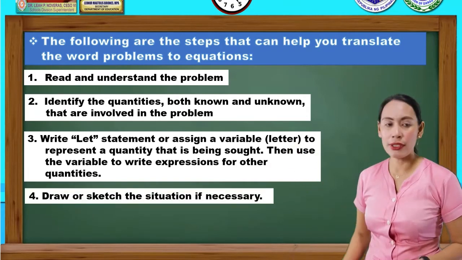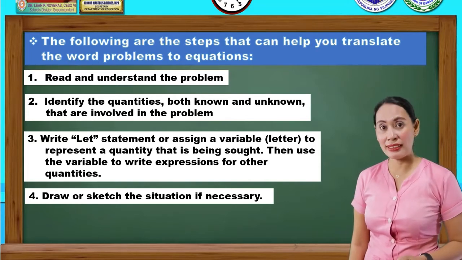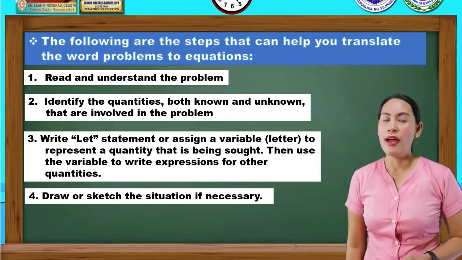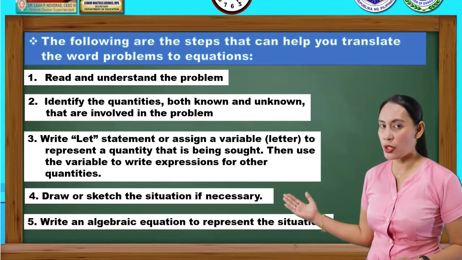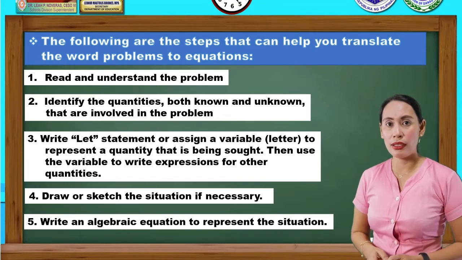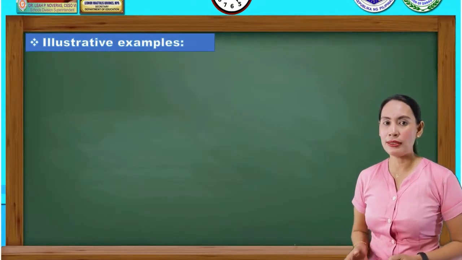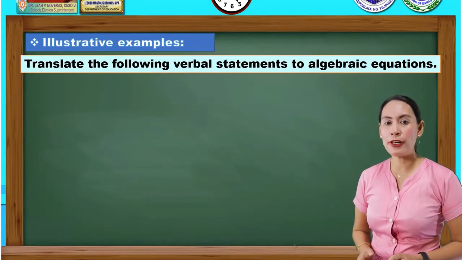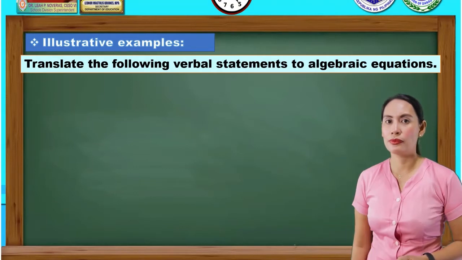Next, fourth, draw or sketch the situation if necessary. Number 5, write an algebraic equation to represent the situation. Here are some illustrative examples. So let us translate the following verbal statements to algebraic equations.